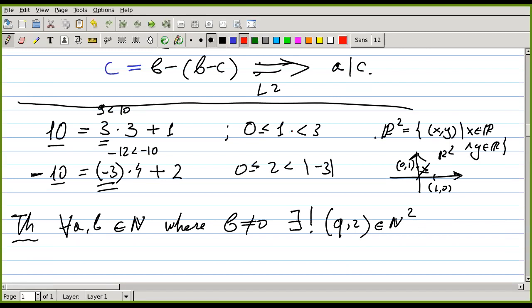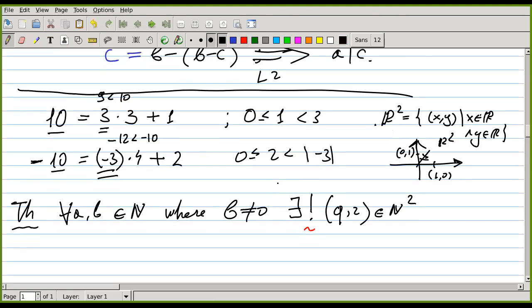And this sign is for saying that this pair is unique. There is one and only one such pair. Which pair? Such that a equals bq plus r, and r is between 0 and b. Is it clear?